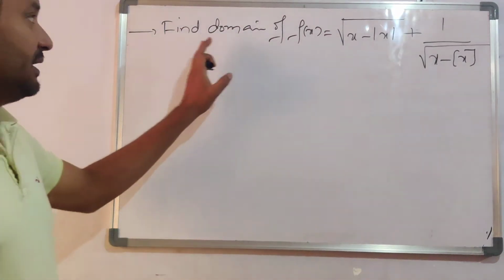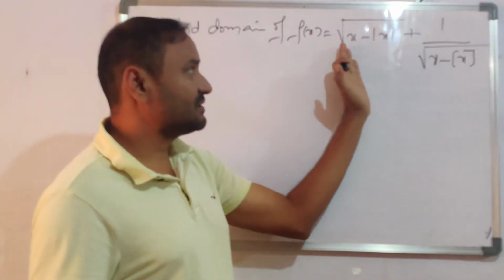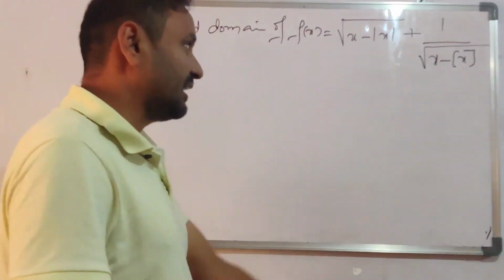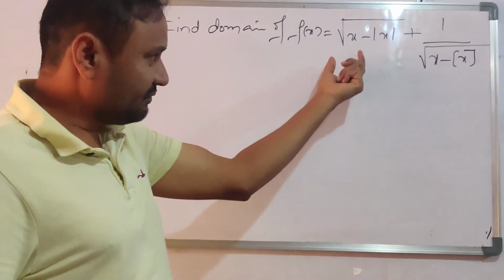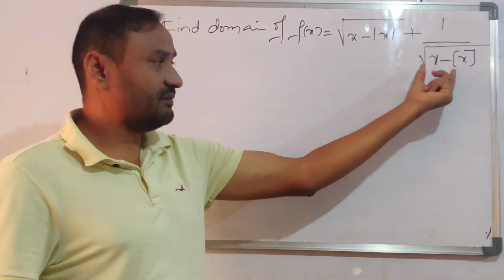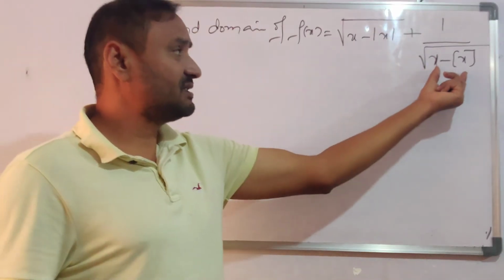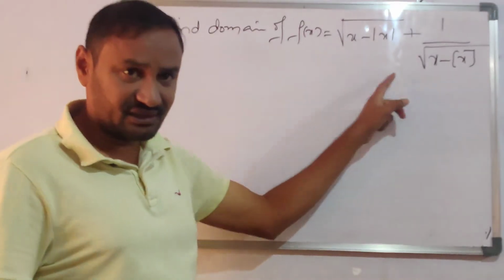So here, find the domain of f of x equal to the sum of two functions: under root of x minus [x], plus 1 by under root of x minus [x]. Greatest integer function here, modulus of the function. Find out the domains of the separate functions. Domain of this you consider D1, domain of this consider D2. Then domain of the given function will be D1 intersection D2.